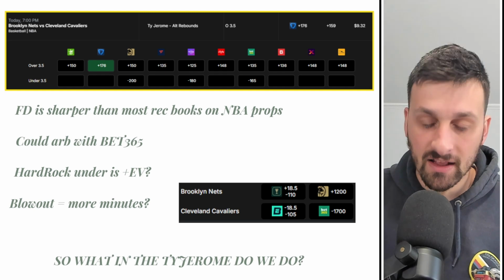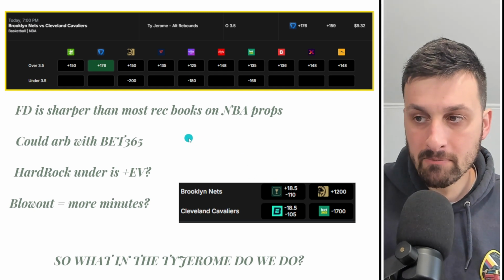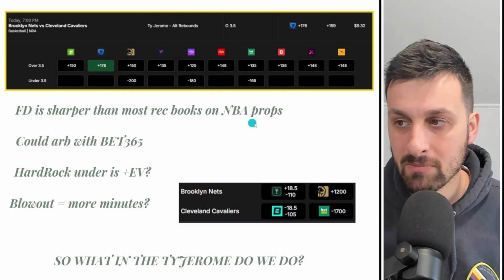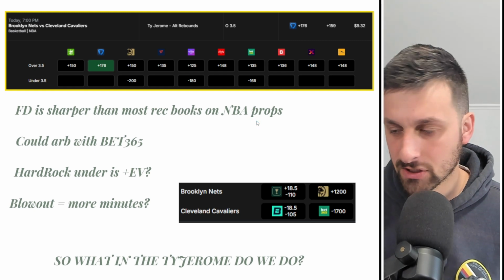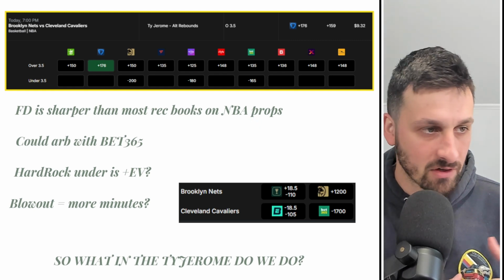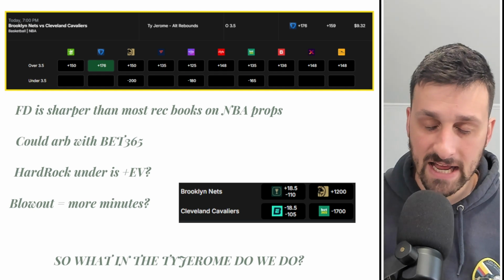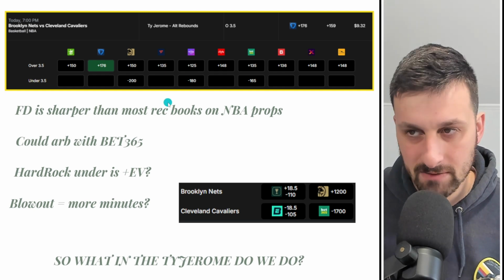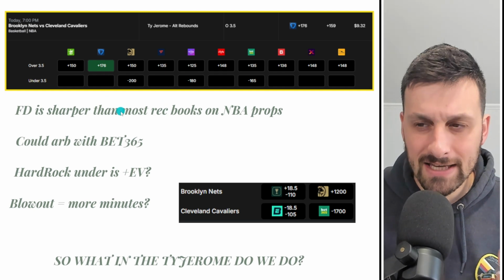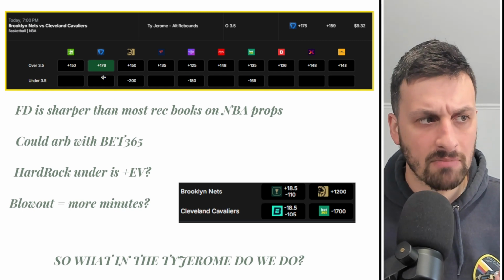The first, like I mentioned, FanDuel is sharper than most rec books on NBA props. Now, what do I mean rec books? These are books that you can download on your phone. They have an app. They're available in all the states. They have commercials that air during sporting events, okay? DraftKings, MGM, etc. FanDuel, again, is sharper than most, so that raises my first flag.